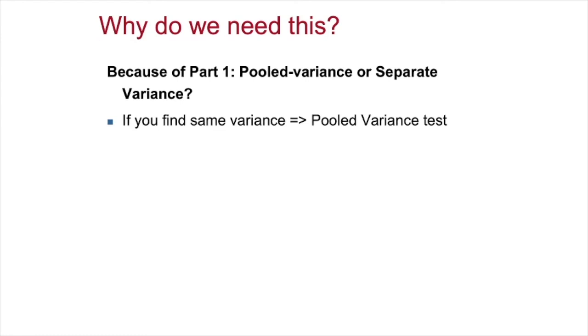variances are different between our two samples. So if you want to be able to choose between those two, you need to be able to test for whether the variances are the same or not the same. And so we are going to test the variances, and if we find the same variance, we'll do a pooled variance test. If we find differences between the variances, we'll do a separate variance test.